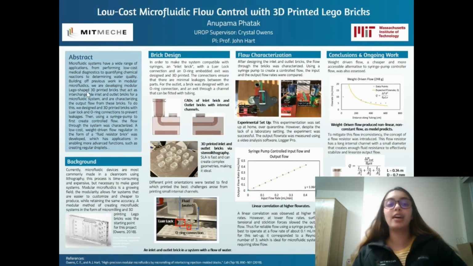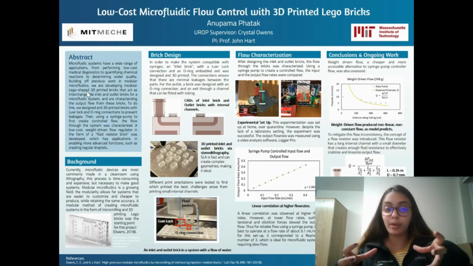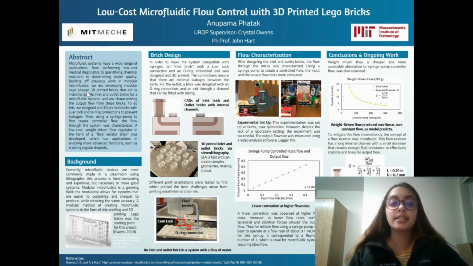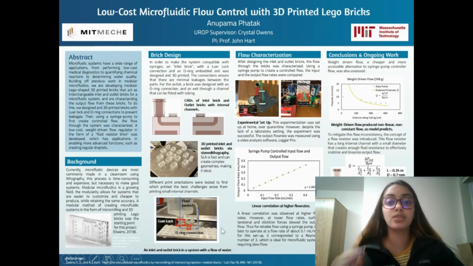This past year, I have been researching low-cost microfluidic flow control with 3D printed Lego bricks. So to start, the first thing I did was design inlet and outlet bricks, which basically bookend a microfluidic system. And the idea is that you can connect the system to a syringe via this luer lock. And I 3D printed these bricks via SLA 3D printing. Then I put together a microfluidic system basically just to make sure that there were no leakages between the connections.